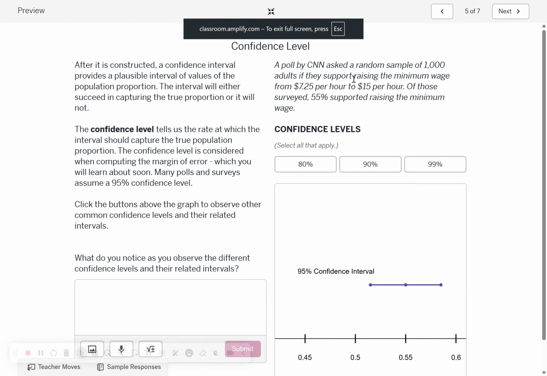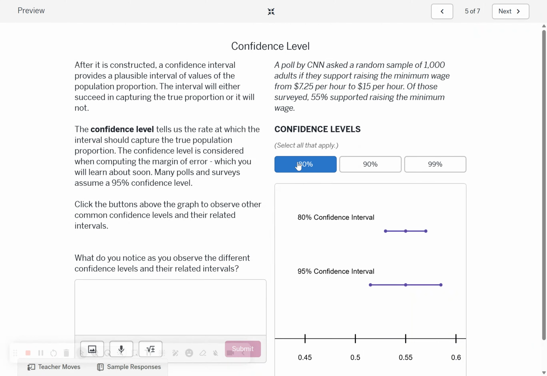A poll by CNN asked a random sample of 1,000 adults if they supported raising the minimum wage from $7.25 an hour to $15 an hour. Of those surveyed, so here's their sample proportion, 55% supported raising the minimum wage. So if we calculate something called a 95% confidence interval, then we see somewhere from about 51% to about 58%. But if we calculate an 80% confidence level, I notice I have a smaller width.